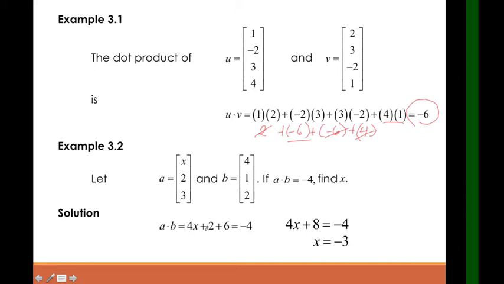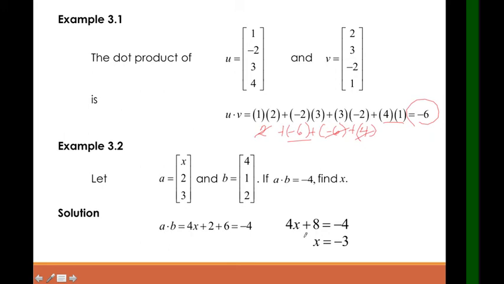So A times B is equal to negative 4. So we have 8. So we have 4x plus 8 equals negative 4. And as we all know, this is equal to, okay, negative 12: if you transpose this, negative 4 minus 8 is negative 12. Divide both sides by 4 to cancel the 4 in the x. So we have x equals negative 3 as our final answer.